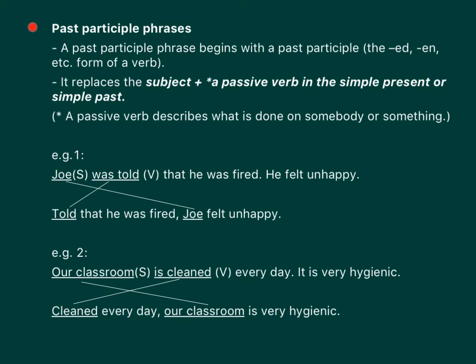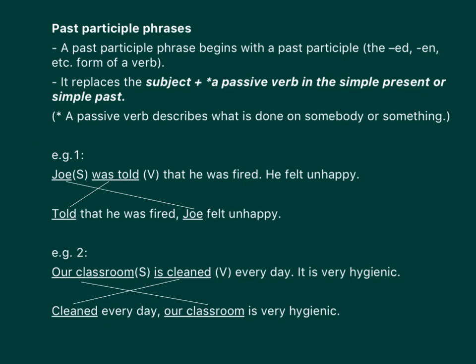Past participle phrases. A past participle phrase begins with the past participle, which is the ed or en, etc. form of a verb. It replaces the subject plus a passive verb in the simple present or simple past tense. The passive verb describes what is done on somebody or something.